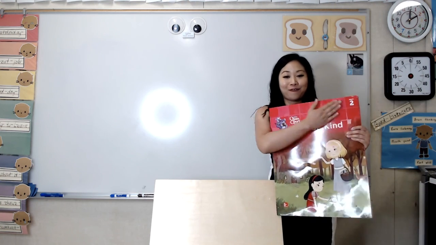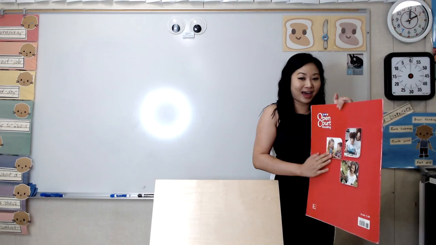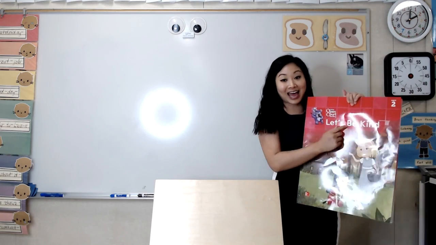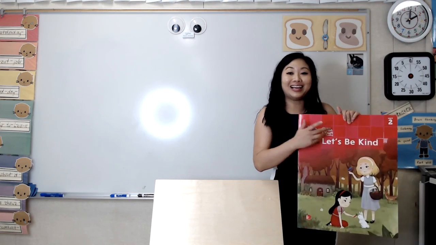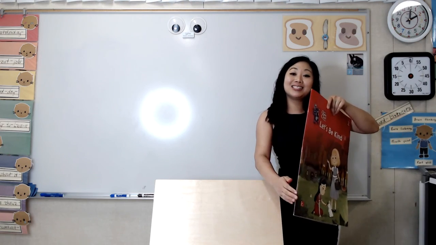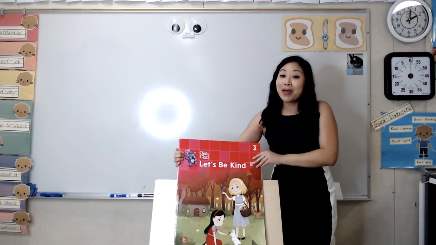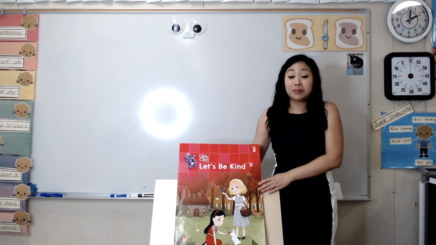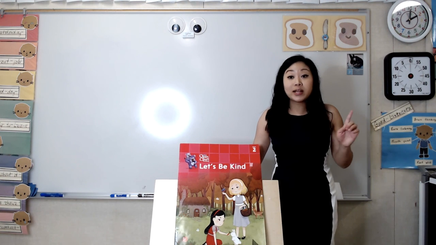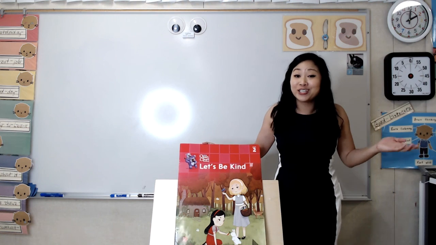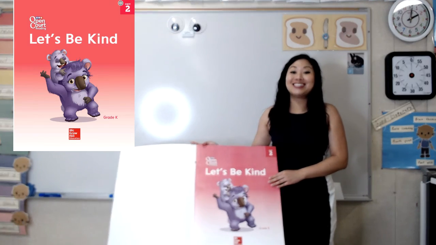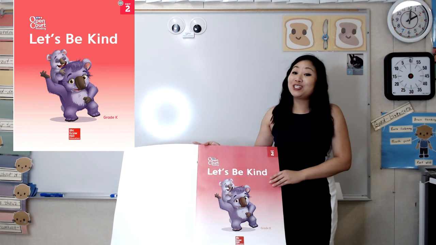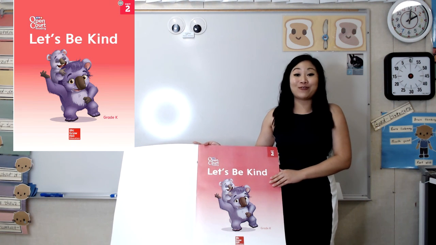This is the front cover, the back cover, and the title. The title of this book is Let's Be Kind, and this is the spine. Now, remember, this big book is special because it doesn't just have one story, it has a whole bunch of stories. And when I open it up, I see the title page. That's just to remind you of the title in case you forgot.